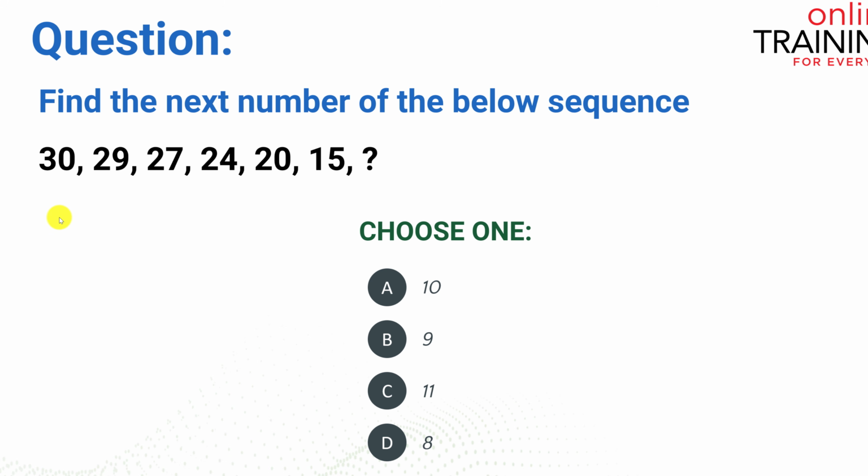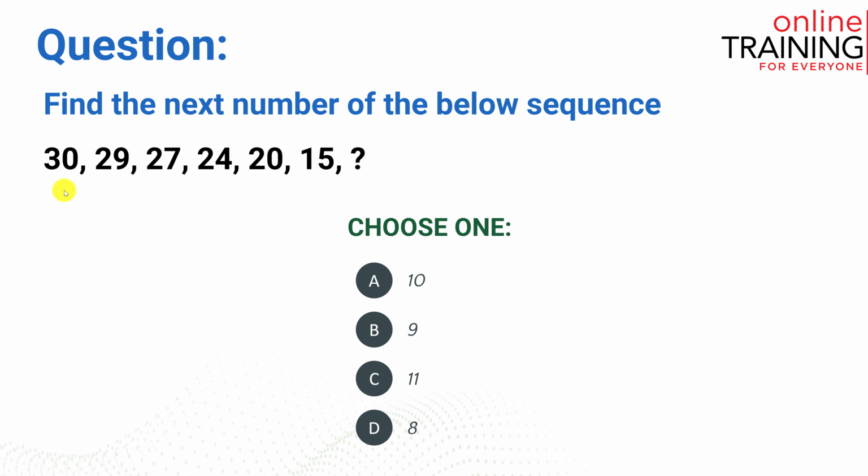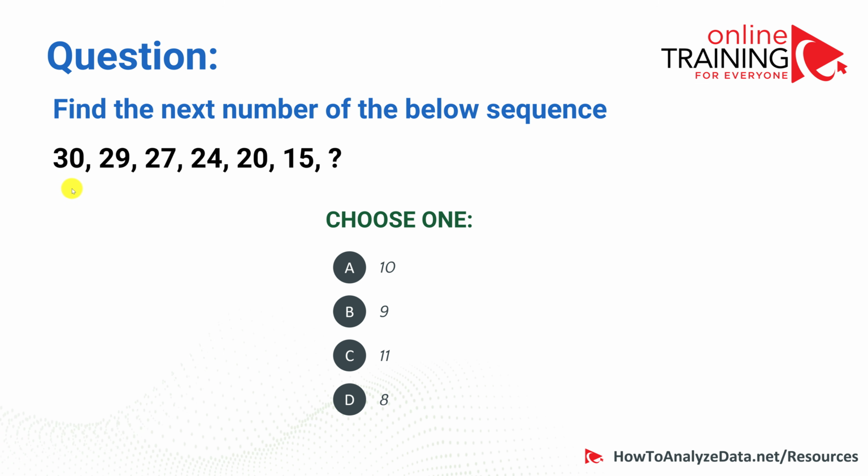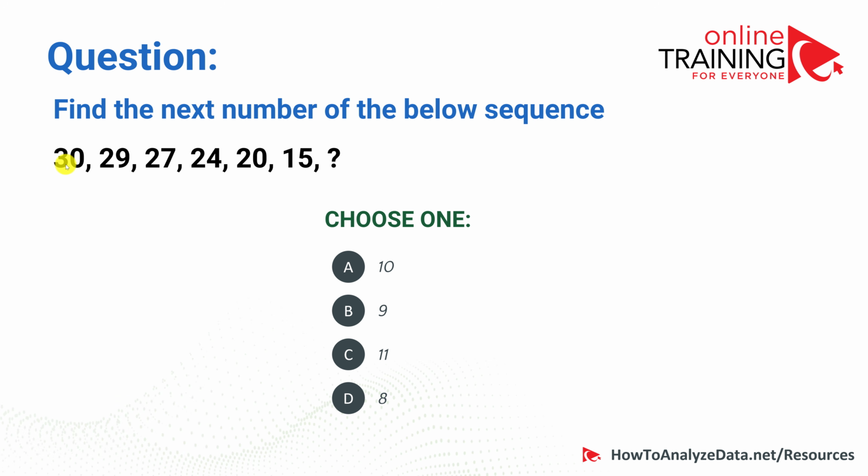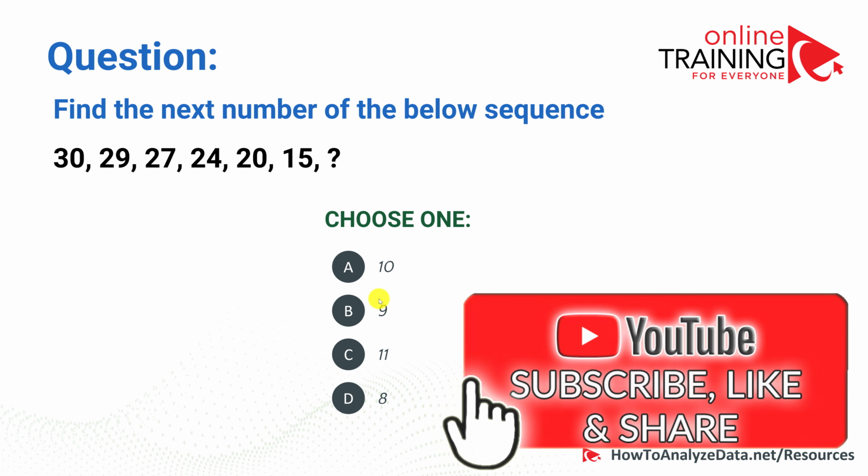The key to answering something like this, in these types of questions in general, is to detect the pattern. The pattern here is that the difference increases every time you go from one number to the next. 30 is 1 more than 29, and 29 is 2 more than 27. 27 is 3 more than 24, 24 is 4 more than 20, and 20 is 5 more than 15. So the next difference would be 6, and 15 minus 6 would be 9.